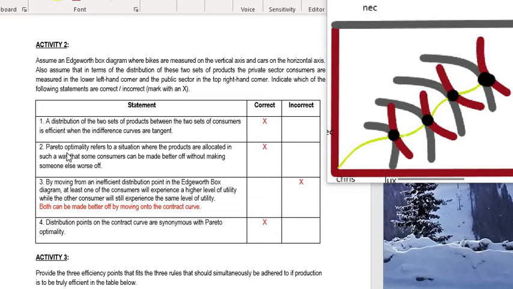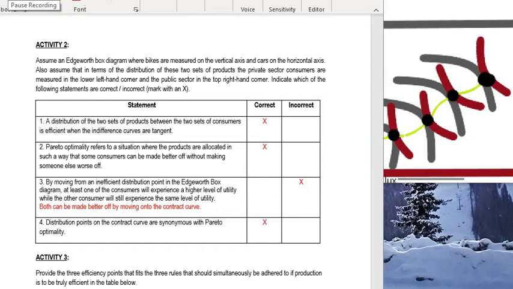And then, Pareto optimality refers to a situation where the products are allocated in such a way that some consumer can be made better off without making someone else worse off. And now to explain this, the statement is saying that Pareto optimality basically means that you can't make someone better off without making the other person suffer.